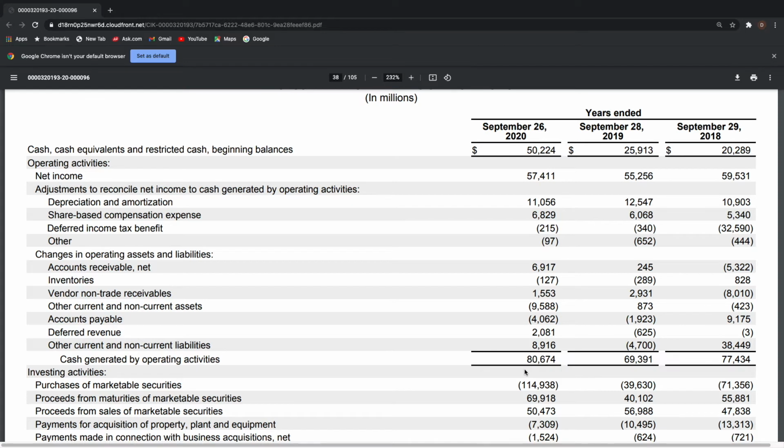And if this number is negative, then we've got a real problem. So obviously if the business can't fund its own operations, then it's going to need to take out debt, which is not what we want to see as well.